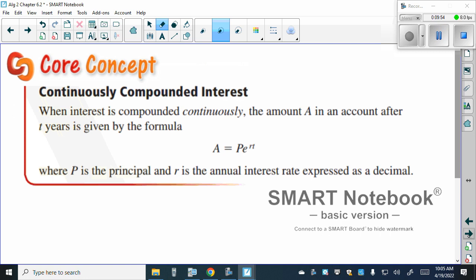Now the last thing we're going to look at is continuously compounded interest. The way I've always remembered this one is PERT, P-E-R-T. If I just read it as a word, it is PERT, P e to the r t. That's how I've kept this one straight, or at least been able to remember it easily. Where P is the principal, r is our rate, and t is our time. And normally time is expressed in years.